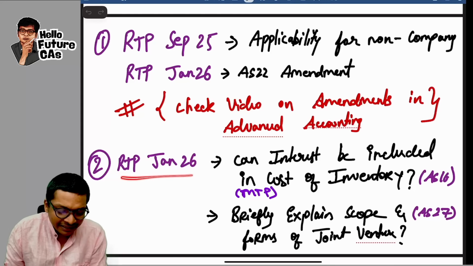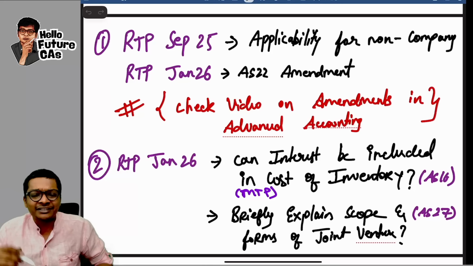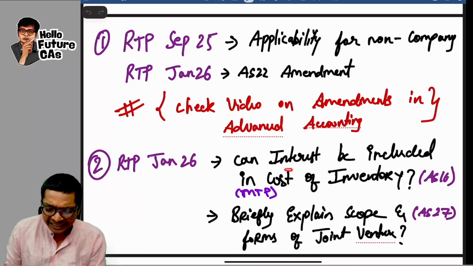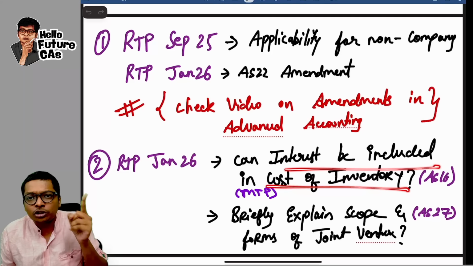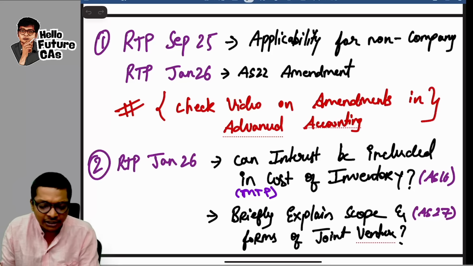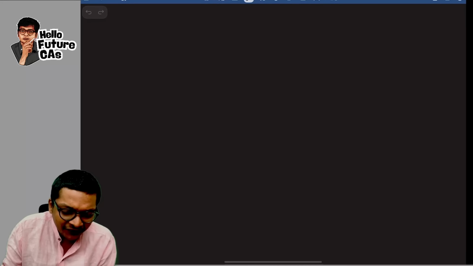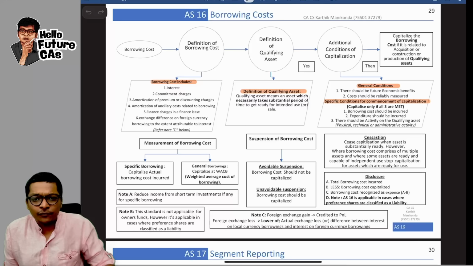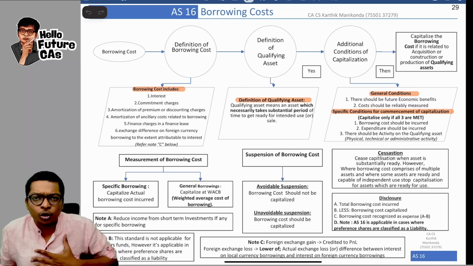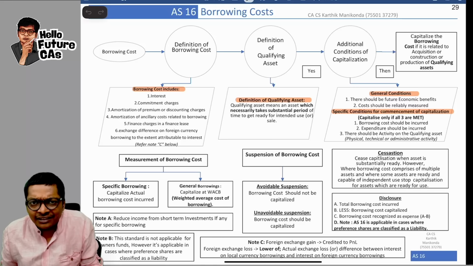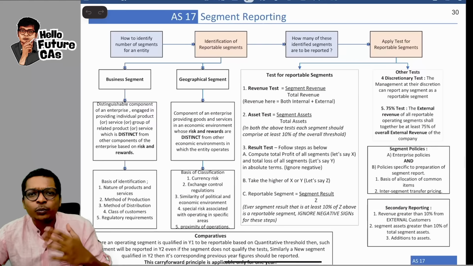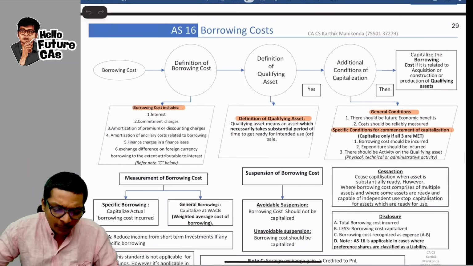The next one, in our latest RTP Jan 26, always be careful of latest RTPs, guys. The first question in that is, can interest be included in the cost of inventory? For that, answer is very simple. If I have to show you the answer for that, we just have to go to the definition of AS 16, for which I am taking my accounting standard notes. In my notes, every standard, it's just 1 page. Look at AS 16, just 1 page. Look at AS 17, just 1 side or 2 sides. That's it, guys. That's how my AS notes are.